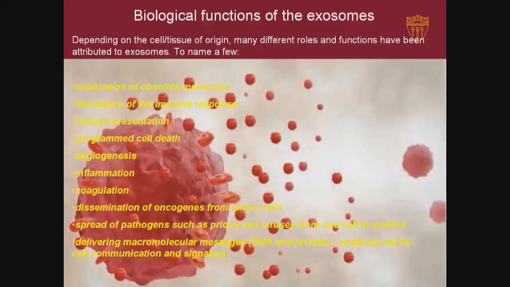They can be involved in angiogenesis, pro-inflammation, anti-inflammation, coagulation. In cancer, they can be involved in dissemination of some of the oncogenes and cancer-related molecules. They can be involved in the spread of pathogens like prions. But the reason we have a therapeutic interest in them is that they can deliver macromolecular messages such as RNAs and proteins from one cell to another and do signaling.